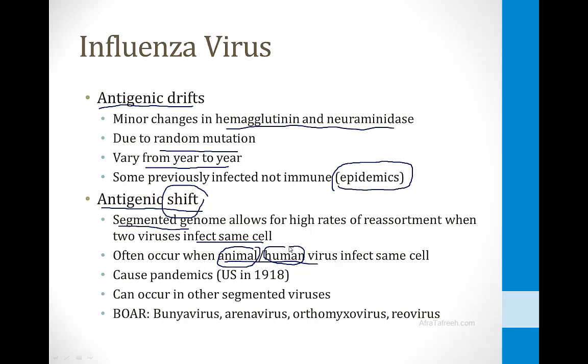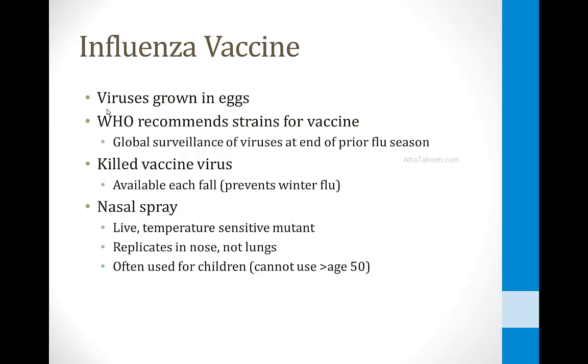When this happens, you get major outbreaks around the world of influenza infection. One of the famous ones happened in the United States in 1918, and millions of people died. This can also sometimes occur in other segmented viruses, although it's best described for influenza virus. So you should think of reassortment and antigenic shift in board questions when they ask you about viruses like bunyaviruses, arenavirus, orthomyxovirus, or reoviruses. Since all of these are segmented, they can potentially undergo this reassortment and antigenic shift. Any of you who've received a flu shot know that there is a vaccine available for the influenza virus.